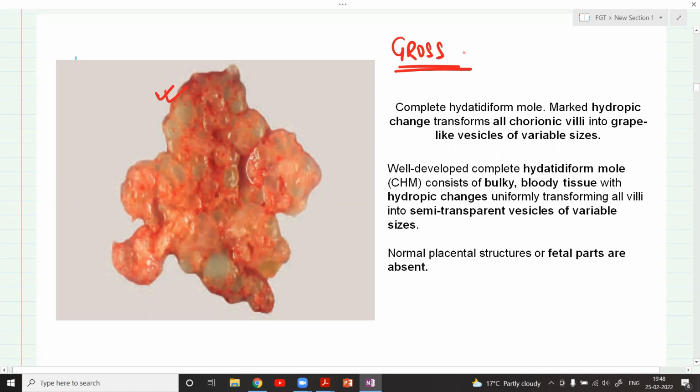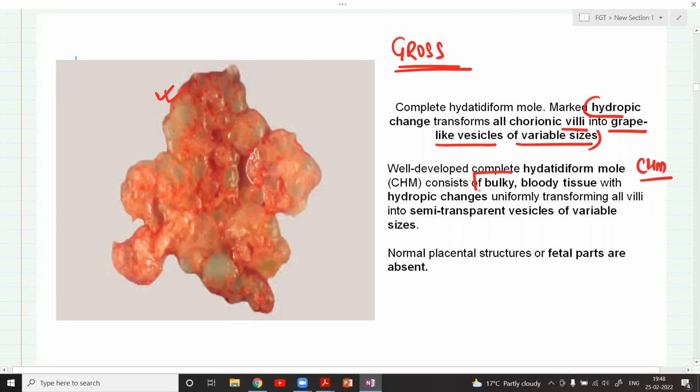What is very important over here, if you see the complete hydatidiform mole, there is a marked hydropic, that is edematous change grossly. Grossly we see a lot of edematous change, and it transforms all the chorionic villi into grape-like vesicles of various sizes. So we can see that hydropic change is present. Now what is very important over here is the well-developed complete hydatidiform mole. Now look at these terms that I am telling you.